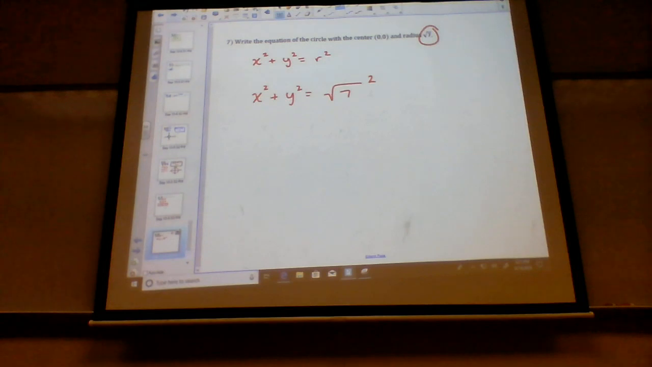Now here's where my prior algebra knowledge comes in. The square and the square root cancel each other out. Those are opposite operations, and opposite operations always cancel each other out. So that's going to be x squared plus y squared equals 7. And that is my final answer.